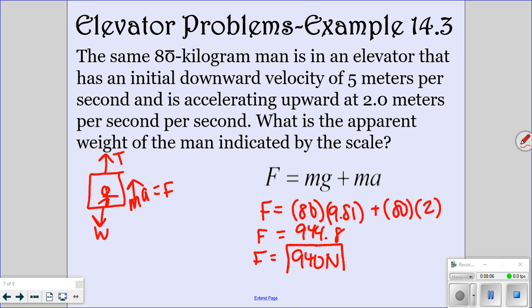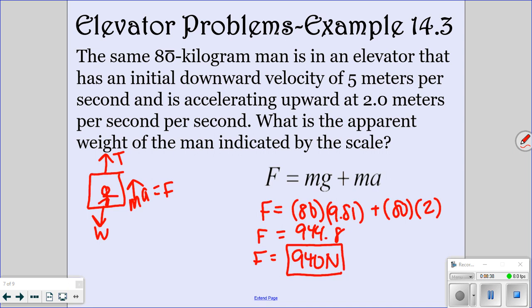So what is different about this problem compared to the last one? The only difference is the initial velocity, but the initial velocity is not considered in this part. So the apparent weight of the man doesn't get changed by what the initial velocity was. It's only changed by the acceleration at the time that we're looking at. So we don't have to worry about what the initial velocity was in either problem. So that's why you get the same answer.